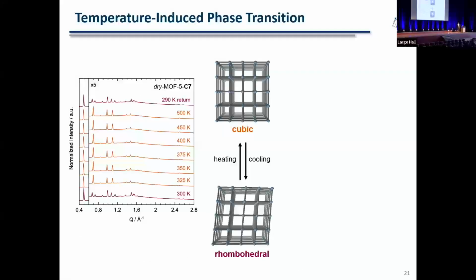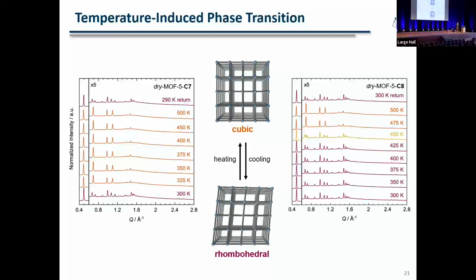All right, so we can do this or reverse this also with temperature, not only with gas adsorption. That is well known also for other materials already. So we can take the crystalline rhombohedral one, heat it up, and in this case, the C7 one, you have a phase transition already at 325 Kelvin from the rhombohedral to the cubic phase. Same is true for the C8 one. You just need a higher temperature. You have longer side chains, you have stronger interactions. So that means you need a higher temperature to go from the rhombohedral to the cubic phase.